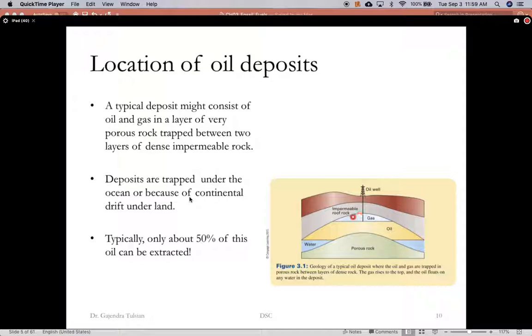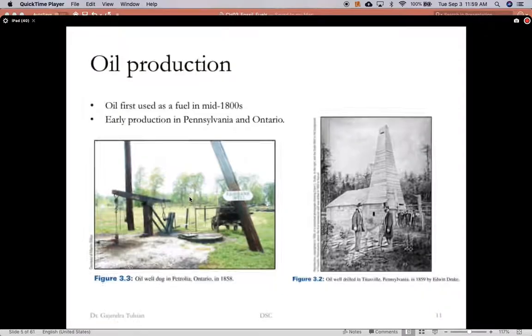Now here's the deal. Here's an oil-containing region, and it turns out only about 50% of this oil can be extracted. So even with our best techniques, only about 50% of the oil can be extracted. There's a lot more oil in the rock itself, and only 50% can be extracted.